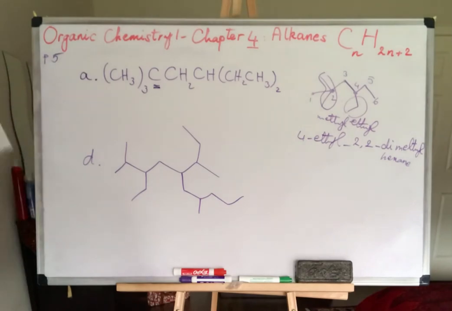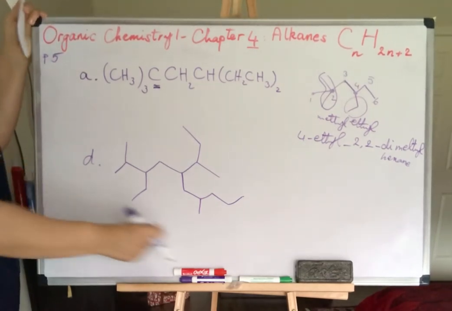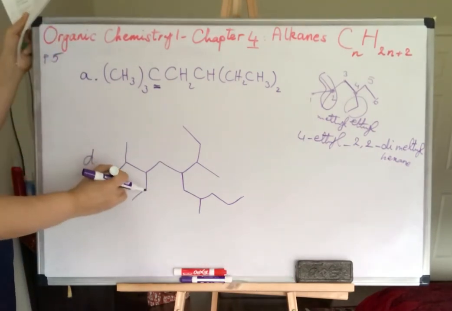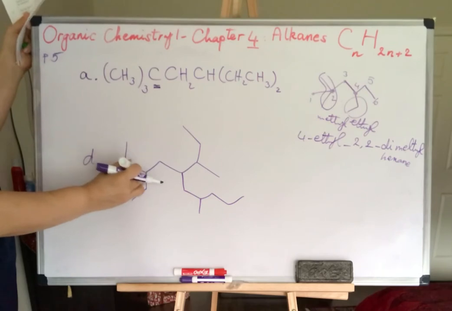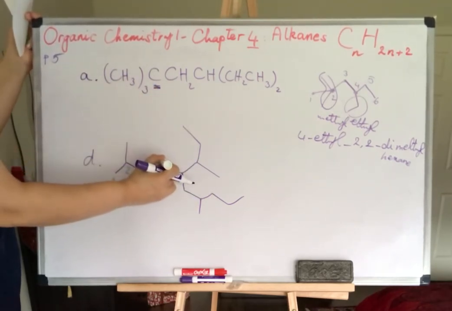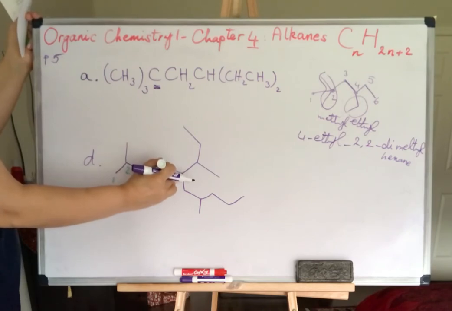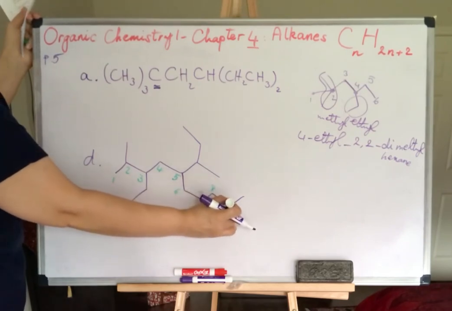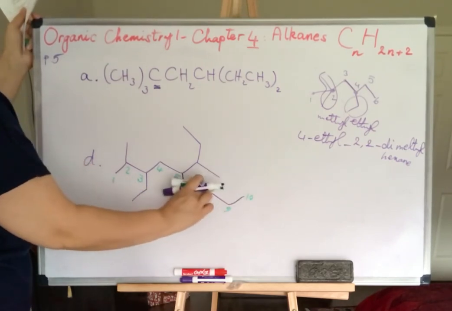D. You number the longest chain. Here, the longest chain is not the straight chain. So you have 1, 2, 3. You can try different options and you will see that this is the longest chain. 4, 5, 6, 7, 8, 9, and 10. So it's a decane.